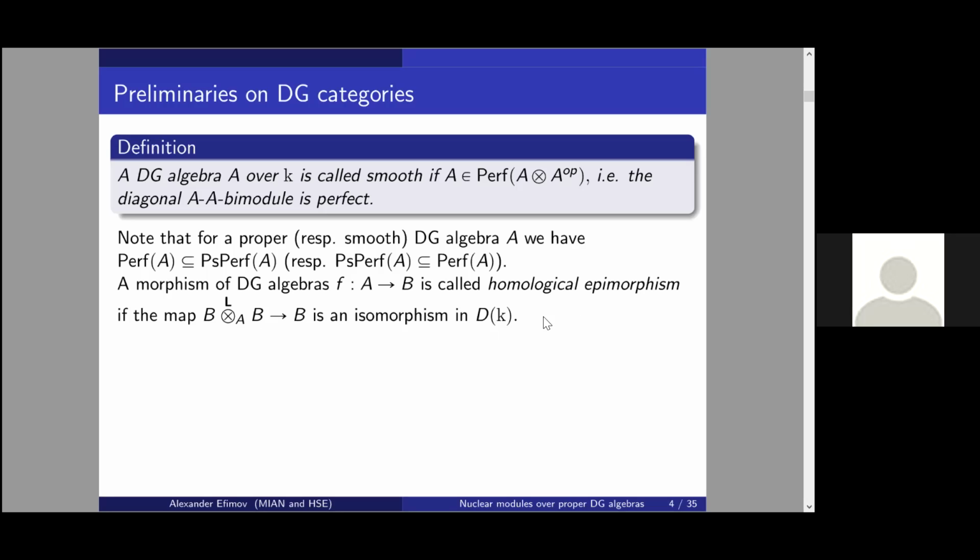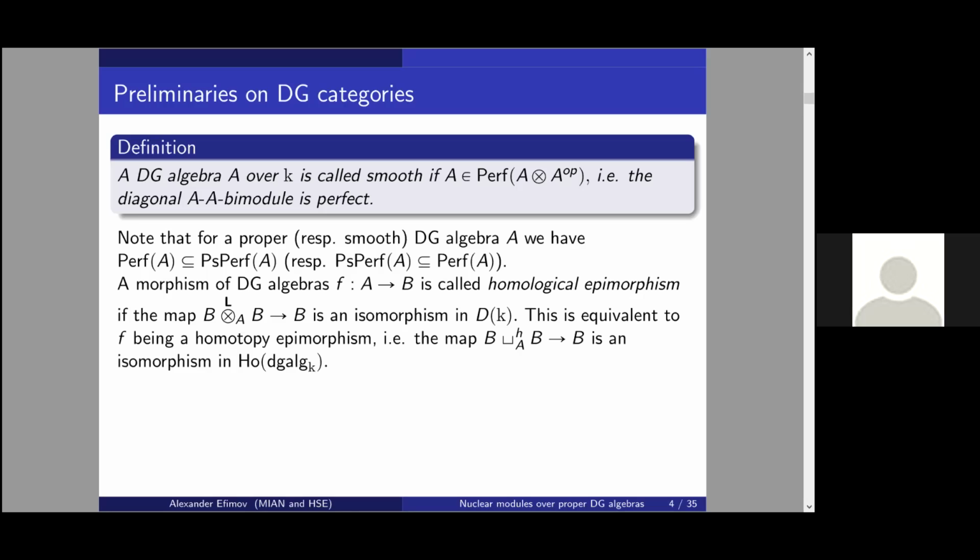And of course, probably most such homological epimorphisms which you encounter are given by Drinfeld quotients of DG categories. So if you take perfect complexes and mod out by some subcategory, then you of course get such a homological epimorphism. But there are many more homological epimorphisms than just quotients by subcategories generated by compact objects. And this is actually equivalent. It is not hard to show that it's equivalent to F being a homotopy epimorphism, which means that the homotopy pushout of B and itself under A is the same as B.